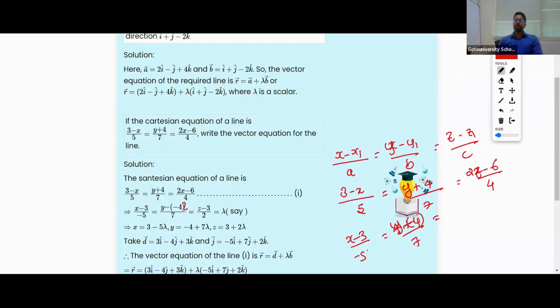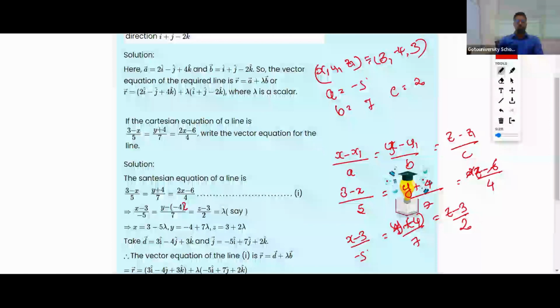Similarly, if you simplify this, it will become z minus 3 by 2. Comparing this with the equation, we get a is equal to minus 5, b is equal to plus 7, and c is equal to plus 2. And x1, y1 and z1 are respectively equal to 3, minus 4, 3. Are we right? Yes. So what is the question? Write the vector equation of this line.